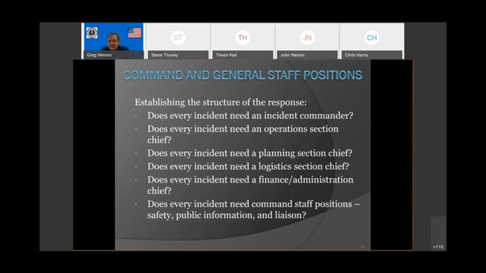Okay, so how do we use these people, and what value do they have? Andy Goodall is going to talk to you about operations, and I will turn it over to him.